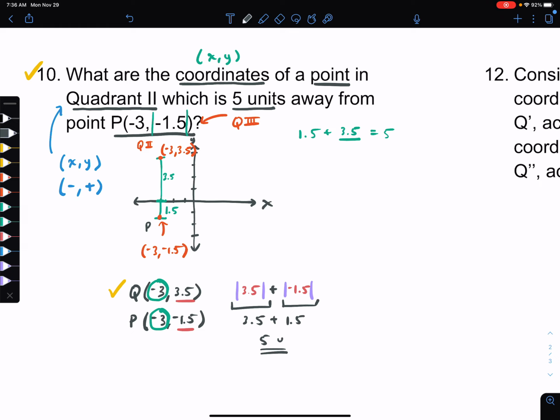So if they're asking us what are the coordinates of this point in quadrant 2, that's located 5 units away from P, which is -3, -1.5, then I'll call this point Q, the new one. Again, you can call it something else, that's fine. Or you can just say the new point would be, but I'm giving it a name, calling it Q. All right, so there's number 10.